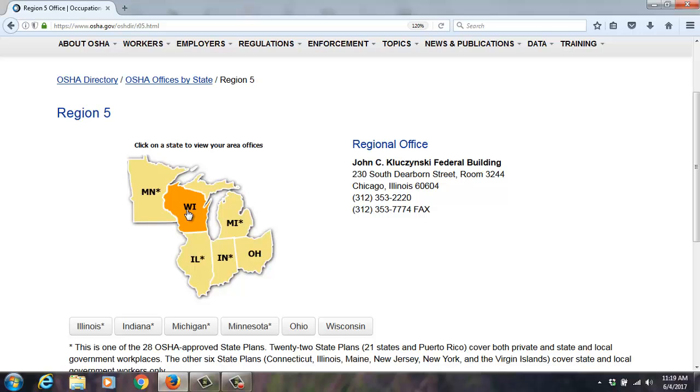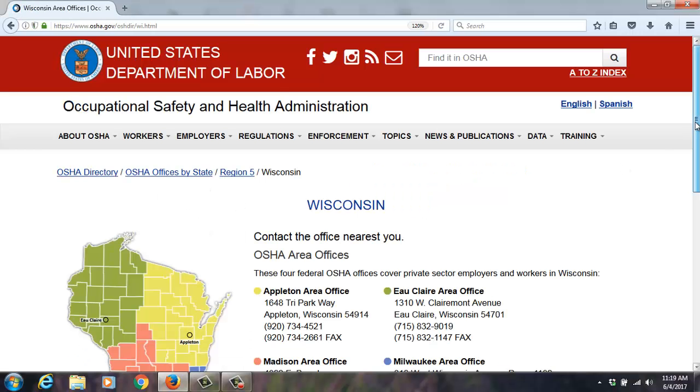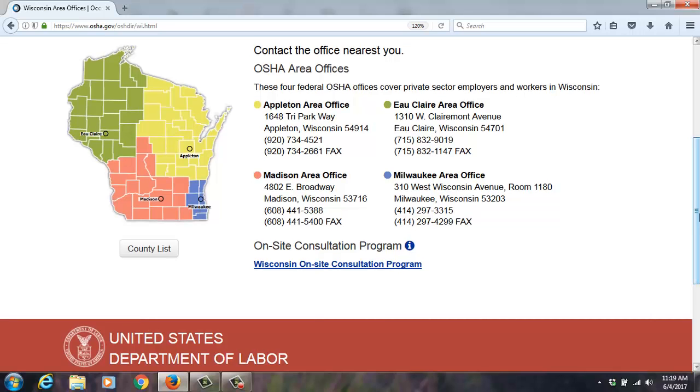and state-run program. And then if we click on Wisconsin, again, this is another question from my students: how many area offices, where are they located? And then we've got a link to the consultation. As you can see, the Appleton office has a big geographical region here that they cover. I think they broke this up based on the approximate number of businesses. Appleton, Green Bay, Oshkosh has been booming for business, so they're probably a very busy office. Madison, again, most of it's concentrated in Madison, Janesville. Milwaukee, very concentrated urban area, so it's a smaller area. And then Eau Claire, they cover the rest of the state.